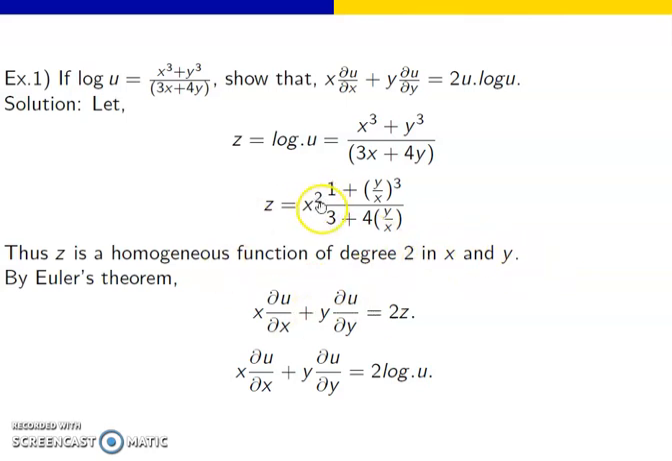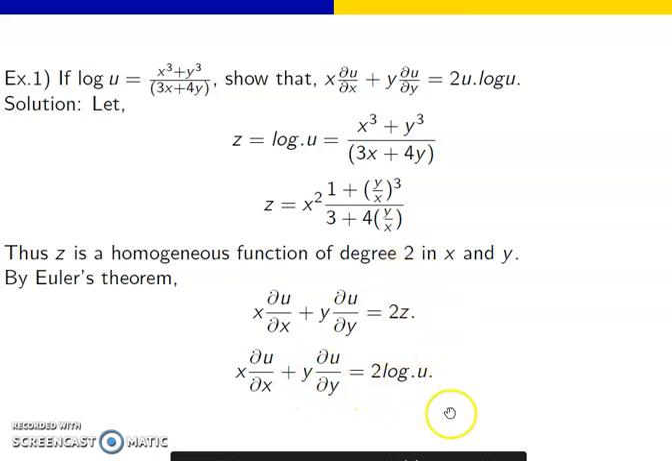Why? Because the power of x is 2. The power of x is 3 here, and we can say the degree is 3, but here the power of x is 2, so the degree is 2. So what is the value of n? n equals 2 here. Now we know that by Euler's theorem we have x ∂/∂x plus y ∂/∂y equals 2z. And lastly, put the value of z. What is z? z is nothing but log u. So x ∂/∂x plus y ∂/∂y equals 2 log u.